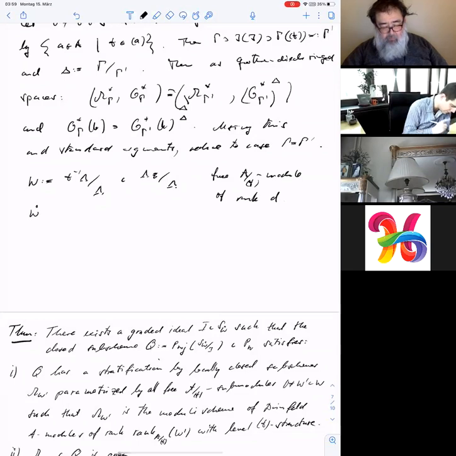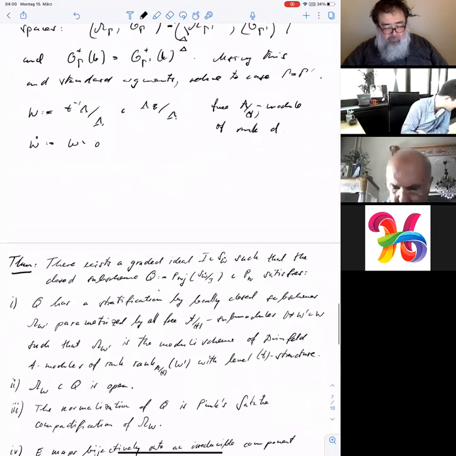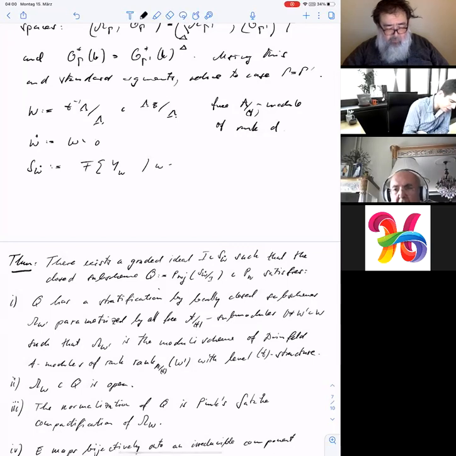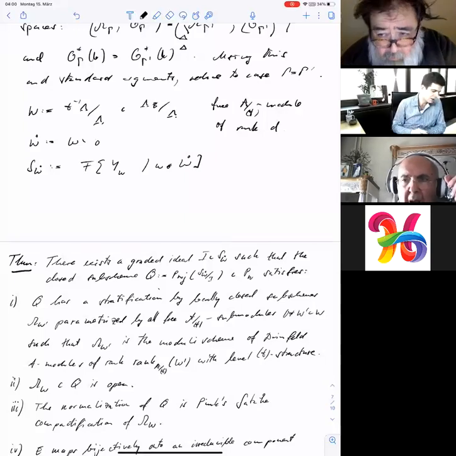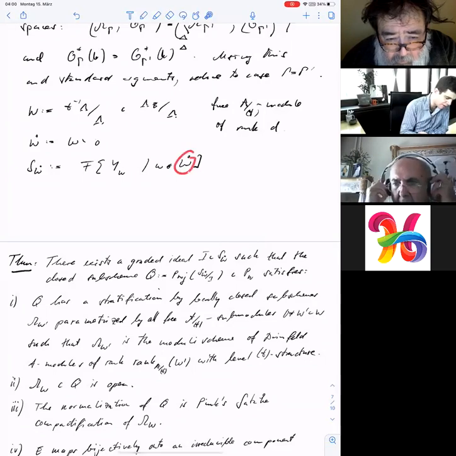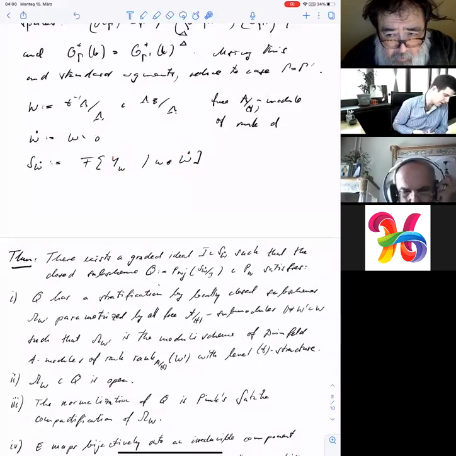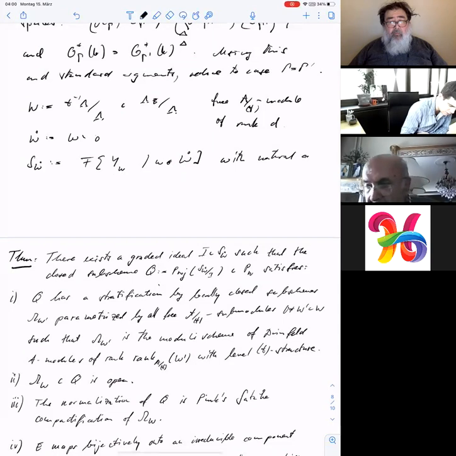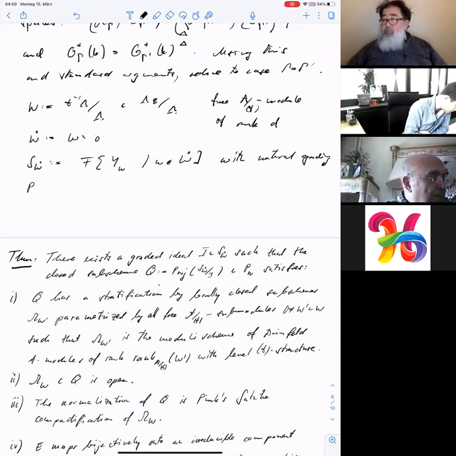Let W naught be W with zero removed, and let S(W naught) be the polynomial ring in the variables indexed by the elements of W naught. Any element in here, take a variable and consider the polynomial ring with the natural grading. And let P be the projective space.